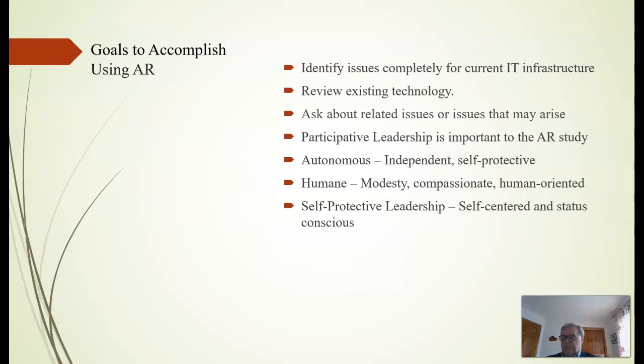The impact on current systems and corrupt programs can be a big hindrance over time. Are there underlying issues in IT infrastructure? Is it autonomous, independent, self-protective? The humane, modest, compassionate, human-oriented side of it? Are there underlying issues? And executive sponsorship is vital to the success of the action research study.